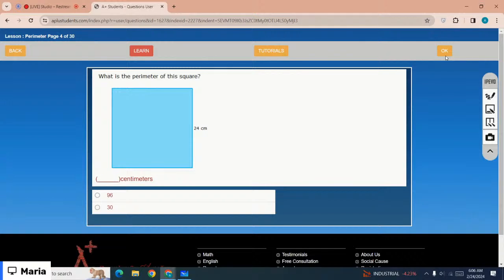The next one is, what is the perimeter of the square? Which is the correct option? Yes, you need to add up all the side lengths. So which is the correct option? The correct option is 96 centimeter. Option number 1 is the correct option, right?